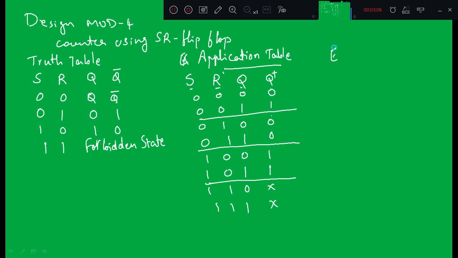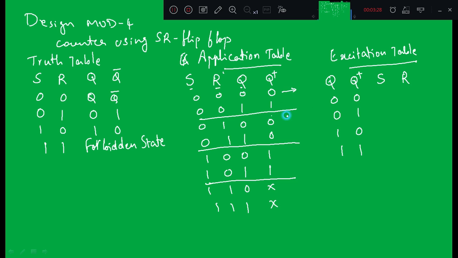Next, with this, we are going to write the next table, which is excitation table. For excitation table, Q and Q plus will act as inputs, and S and R will act as outputs. Since there are two inputs, Q and Q plus, we can write total 4 combinations: 0 0, 0 1, 1 0 and 1 1, right? So for 0 0, identify these combinations in application table, right? So Q and Q plus is equal to 0 0 here.